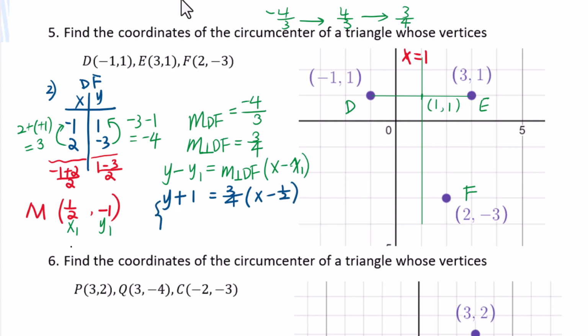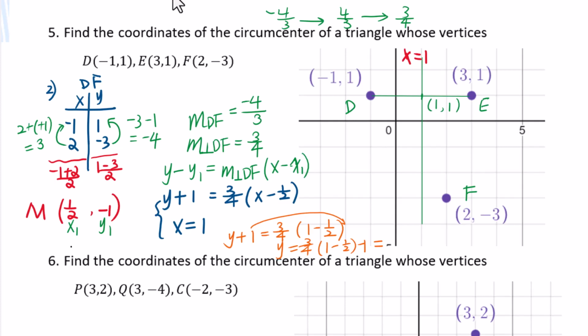We will solve this system of equations: x equals 1 and y plus 1 equals 3 over 4 times x minus 1/2. We will substitute 1 for x in this equation. We get y plus 1 equals 3 over 4 times 1 minus 1 over 2. Then minus 1 from both sides. We get y equals 3 over 4 times 1 minus 1/2, minus 1.